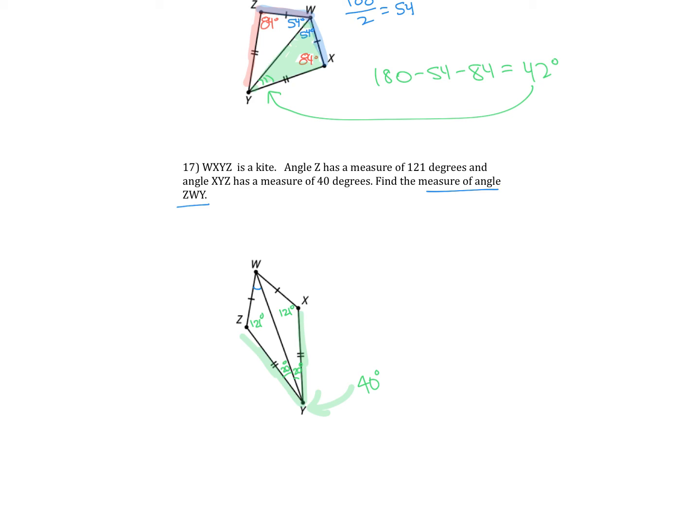So again, I'm going to think of half of this kite as being a triangle. So 180 minus the 121 in Z minus the 20 and half of Y. And I'm getting 39 degrees for this blue angle right here.